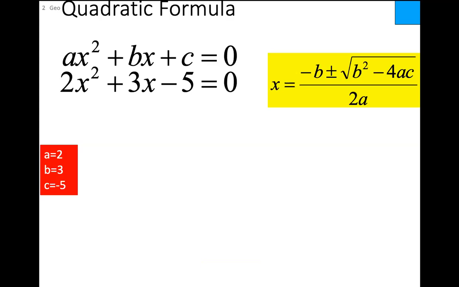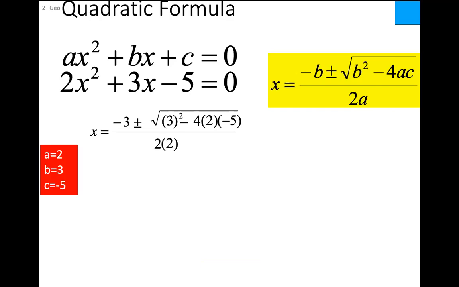McKinley, left or right? Give me the whole thing. Negative 3 plus or minus the square root of 3 squared minus 4 times 2 times negative 5, over 2 times 2. Next time I'll actually get it. Yay. All right.